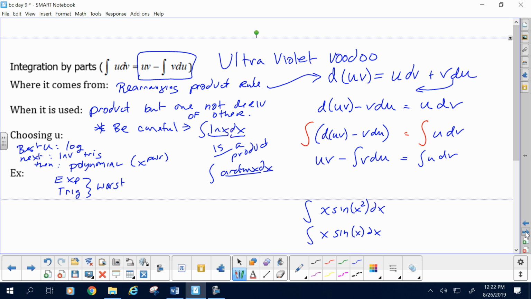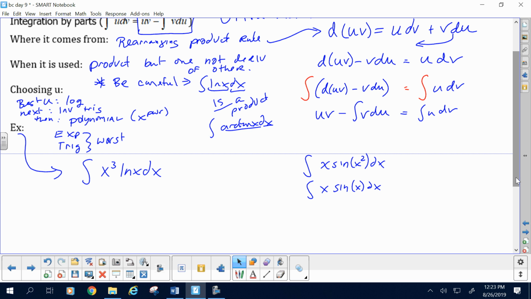So when you get an example of something like x cubed log of x. U sub is the most useful, so that should be your first try. Is this a U sub problem? It is not a U sub problem, right? So instead I feel like, okay, it's a product, maybe I can use integration by parts, ultraviolet voodoo. You follow me?